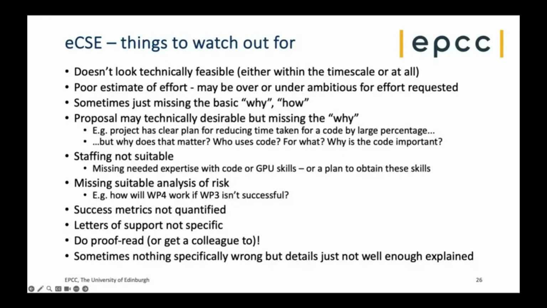It may be that the project is not really analyzing risk properly. For example, you may have work packages where there are dependencies. How will work package 4 work if work package 3 isn't successful? What's going to happen? You need to be clear on that. As I mentioned before, success metrics are sometimes not quantified, or not specific and measurable. Sometimes letters of support are not very specific. One thing I would say about letters of support is letters of support are great, okay?